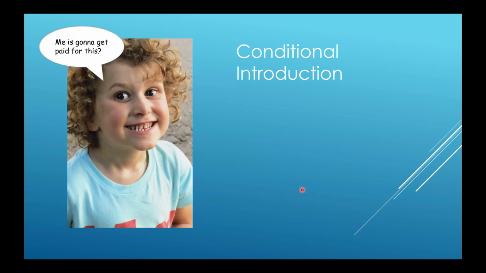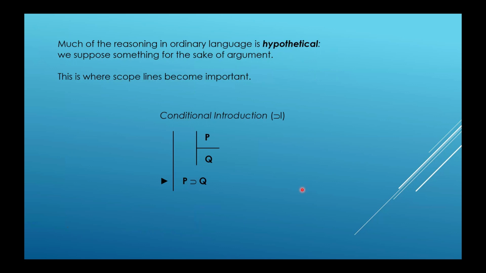Milo is back with another rule, conditional introduction. Much of the reasoning in ordinary language is hypothetical, so we suppose something is true for the sake of argument. Now, this is where scope lines become important. So this is called a subderivation. This is a group of lines that proceed from an additional assumption.